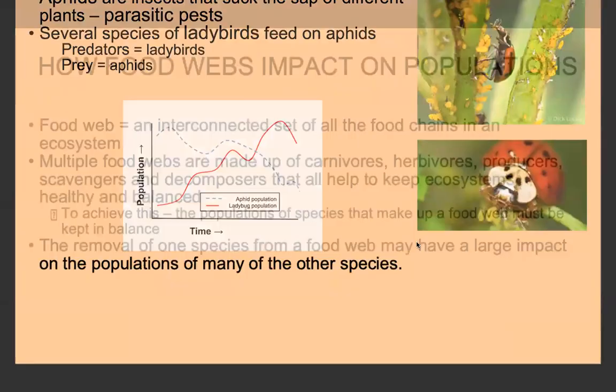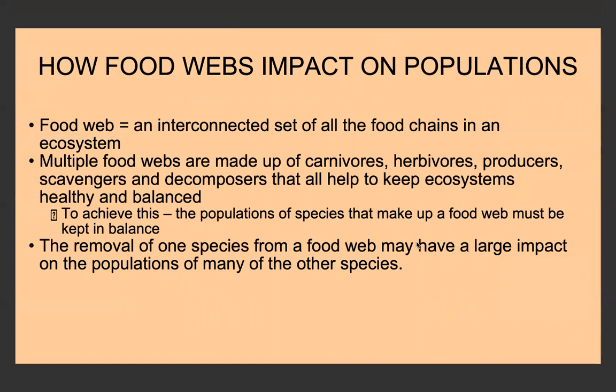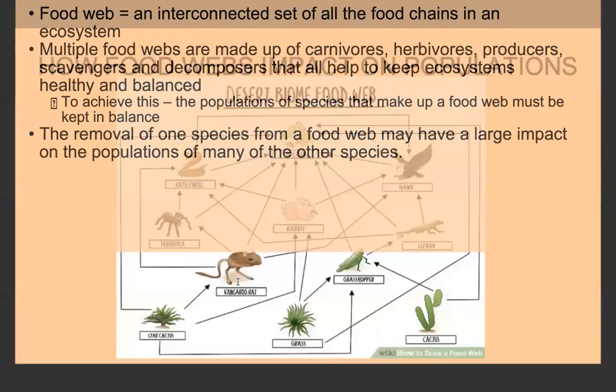How food webs impact on populations. A food web is an interconnected set of all the food chains in an ecosystem. There are multiple food chains made up of carnivores, herbivores, producers, scavengers, and decomposers, all of which help to keep the ecosystems healthy and balanced. To achieve this, the population of species that make up a food web must be kept in balance. Removing just one species from a food web can have a huge impact on the populations of many other species.